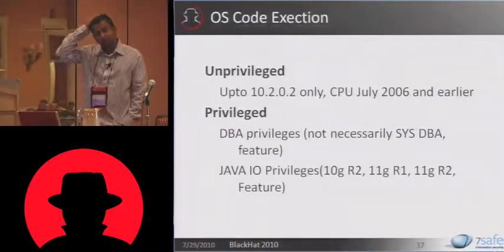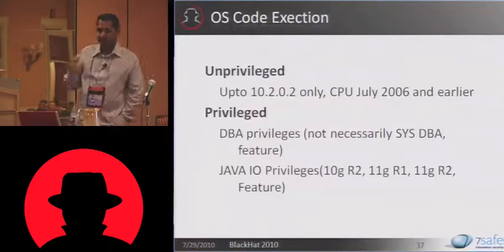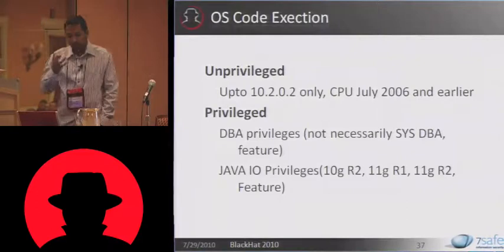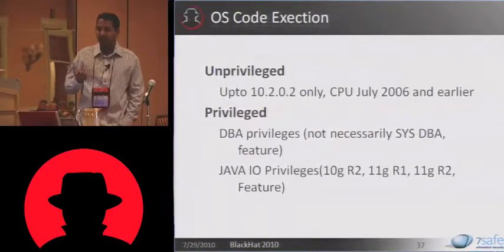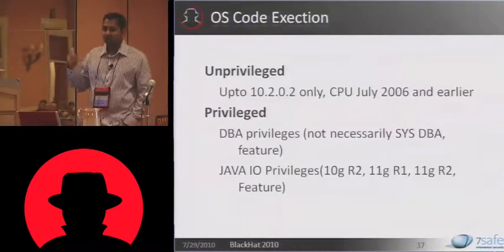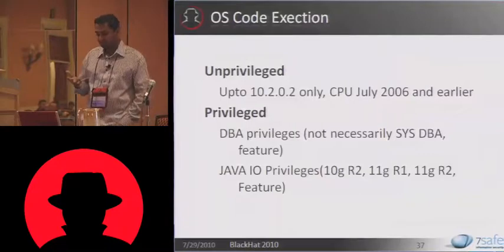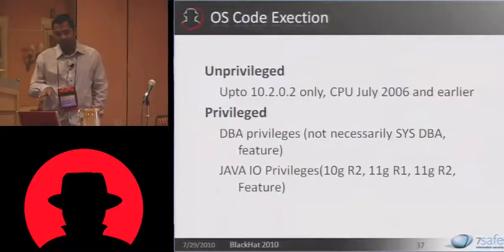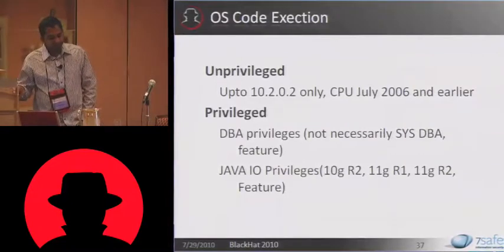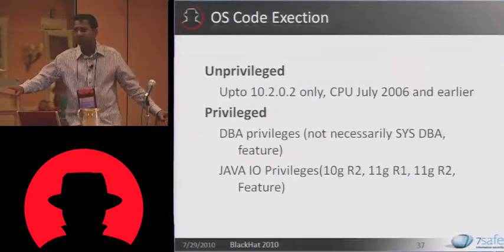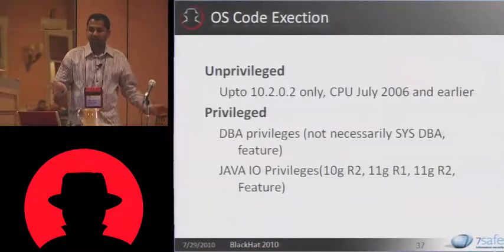Coming back to the OS, so now coming to the OS code execution, in what conditions can we execute OS code against the remote database server? Again, we can have two scenarios really. Is our SQL injection privileged or not privileged? If it's unprivileged, then we go back to the same exploit, which I showed, which was patched in 2006, and that lets us execute OS code. However, and this is actually quite interesting, if we have two privileges, if we have DBA privileges or Java IO privileges, then again we can execute OS code.